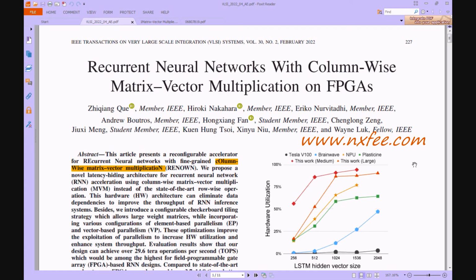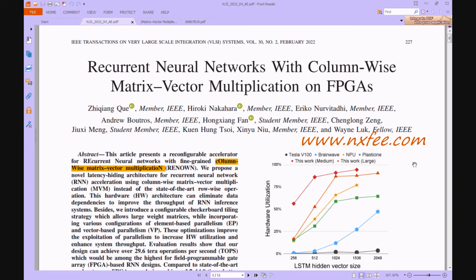Here we are discussing a project: recurrent neural network with column-wise matrix vector multiplications on FPGA. This article presents a reconfigurable accelerator for recurrent neural network with fine-grained column-wise matrix vector multiplications. We propose a novel latency-hiding architecture for recurrent neural network acceleration using column-wise matrix vector multiplications instead of state-of-the-art row-wise multiplication operations. The hardware architecture can eliminate the data dependencies to improve the throughput of the RNN inference systems.